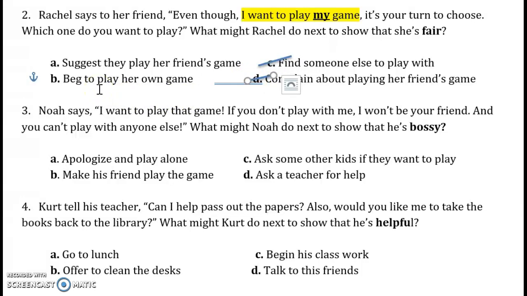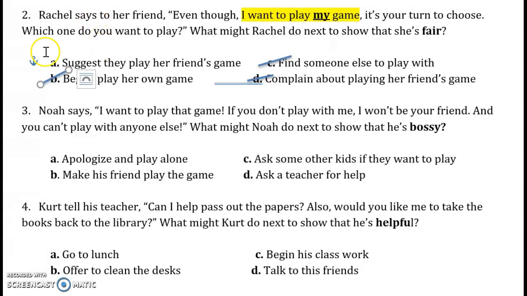B, beg to play her own game. Again, guys, we're using the process of elimination. We're going to get rid of what we don't need. Beg to play her own game. Will that show that she's fair if she begs to play her own game when it's clearly whose turn? It's clearly her friend's turn. So that wouldn't be fair. I am left with the correct answer. The correct answer is suggest they play her friend's game. Did you get that one right? All right. I certainly hope so.